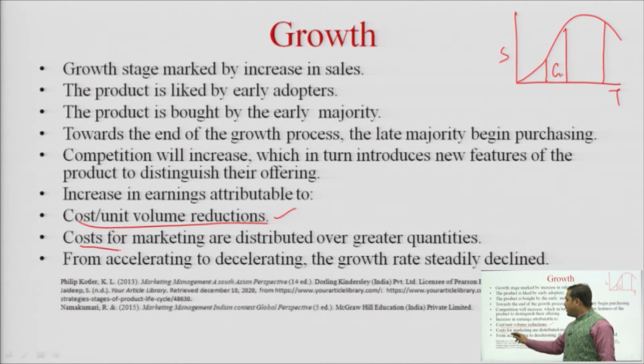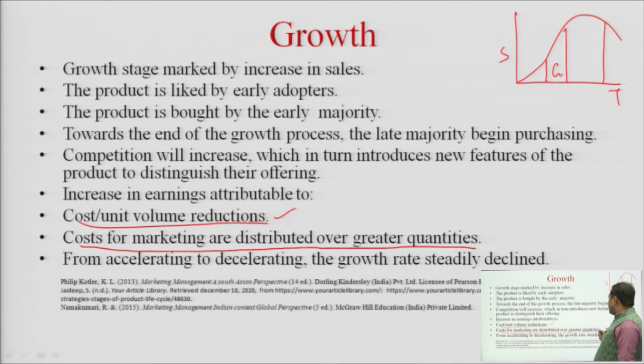The costs for marketing are distributed over greater quantities. Now I am marketing and distributing more product, and the promotional effort is the same, or I might have reduced the expenses on my promotion. In that way also, I have reduced the cost and I am generating more profit. So, from accelerating to decelerating, the growth rate steadily declines.